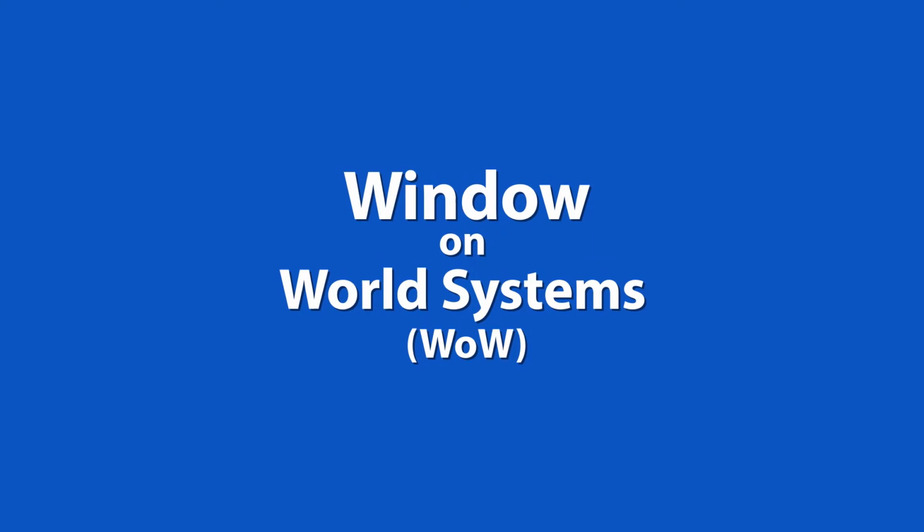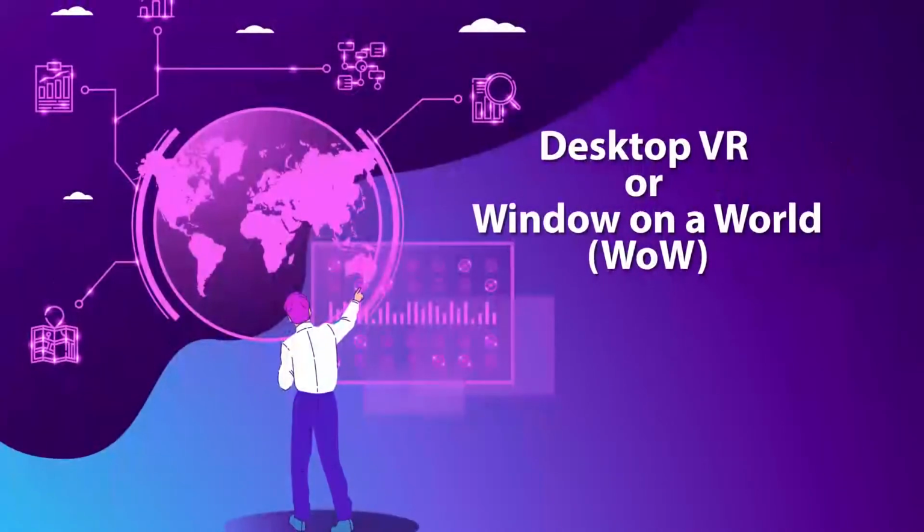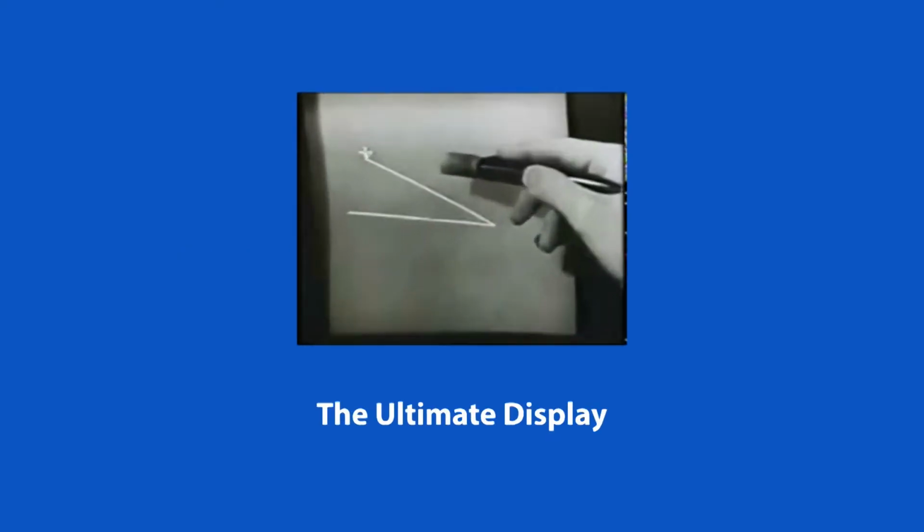Let us start with window on world systems. Some systems use a conventional computer monitor to display the visual world. This is sometimes called desktop VR or a window on a world. This concept traces its lineage back through the entire history of computer graphics. In 1965, Ivan Sutherland laid out a research program for computer graphics in a paper called The Ultimate Display that has driven the field for the past nearly 30 years.